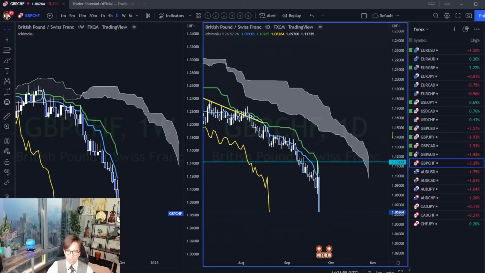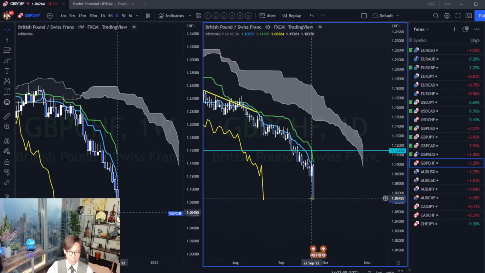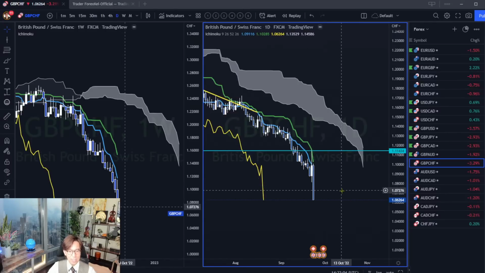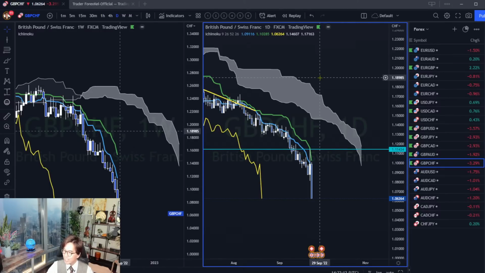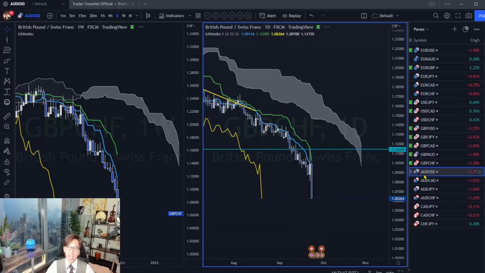And again, daily shows a big candlestick on Friday. So I think the market retraces and sell. Kumo shape is a bit thin also. So Kumo shape becomes really important here last week. Okay, so then let me now move on to AUD base pairs.